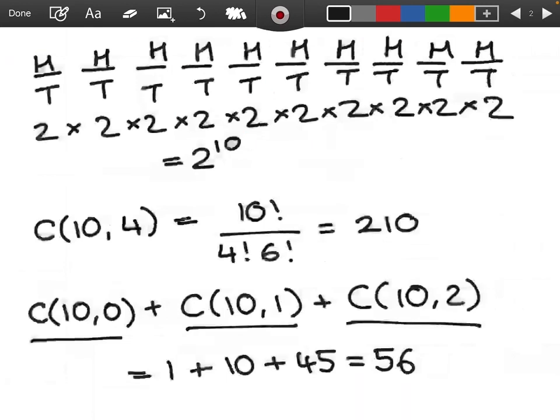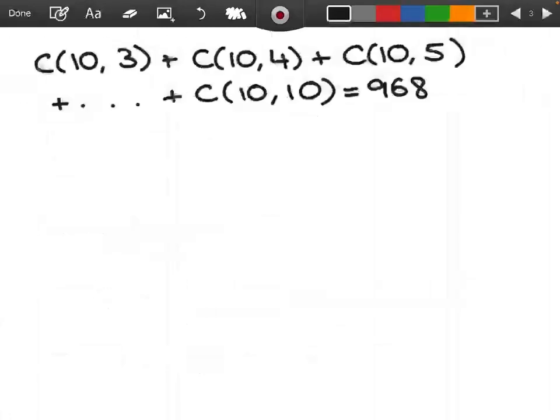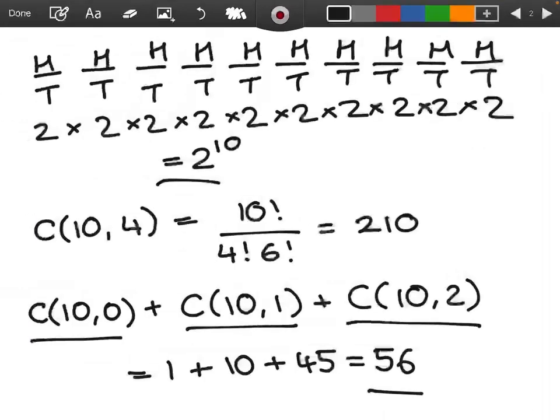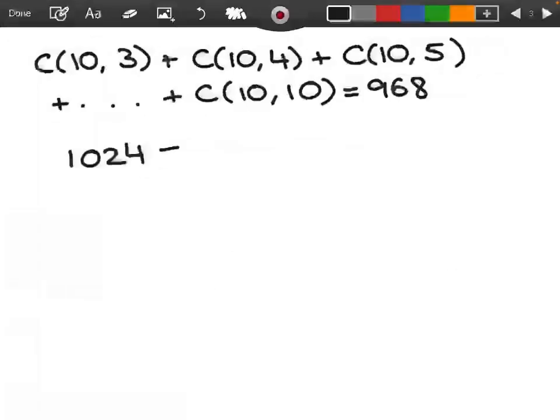So I know that the number of outcomes that have at most 2 heads plus the number of outcomes that have at least 3 heads should equal 2 to the power 10, which is 1024. So I could also have done this by taking 1024 minus the number of outcomes that have at most 2 heads, which was 56. And again, I would end up with 968.